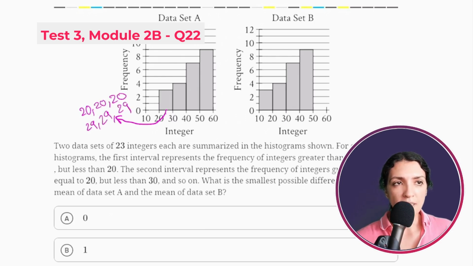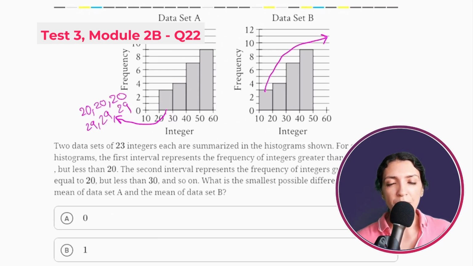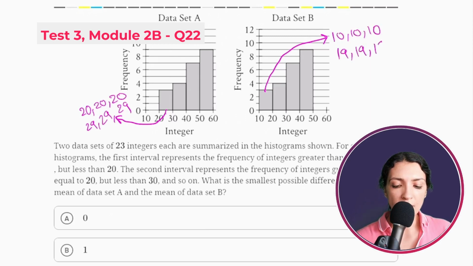Now let's look at data set B's first three numbers, the smallest numbers. They could either be 10, 10, and 10, or 19, 19, and 19. Now, we want to minimize the difference between these data sets. So that would happen when data set A is 3 20s, and data set B is 3 19s. And therefore, the difference would be 3.